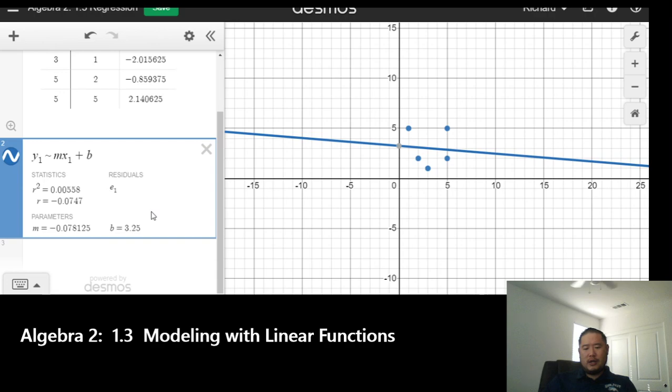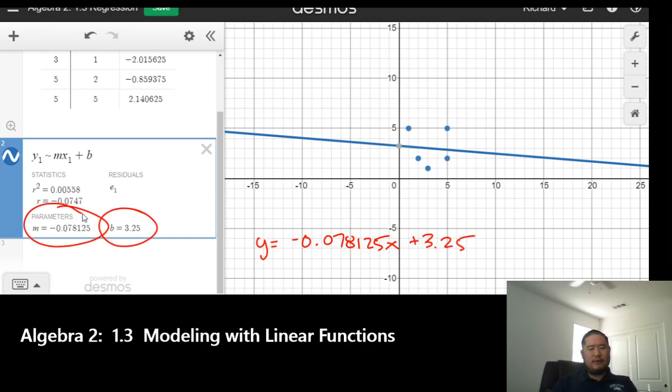So if I were to solve number 5, your equation right here on number 5 would be y is equal to negative 0.078125x plus 3.25. And all of that is coming from right there. Okay? So that's why the regression calculator, it gives you all the information that's necessary to come up with your line. Let's do one last one right here.